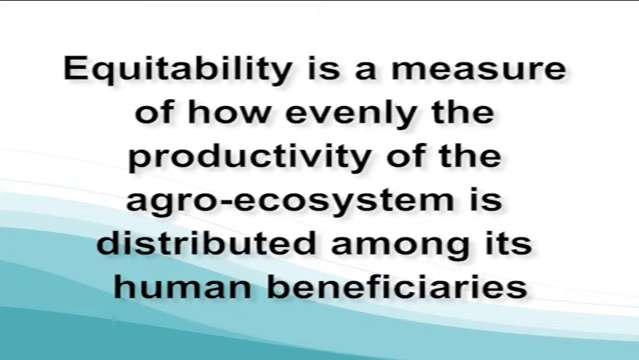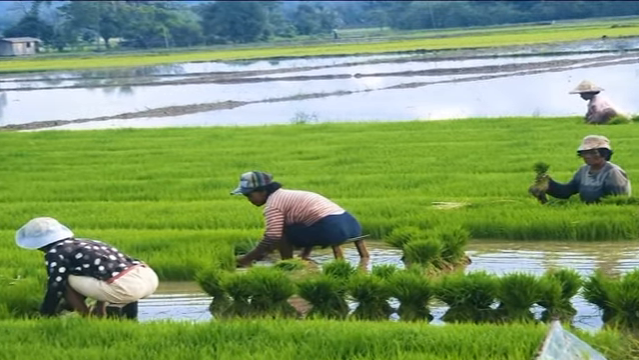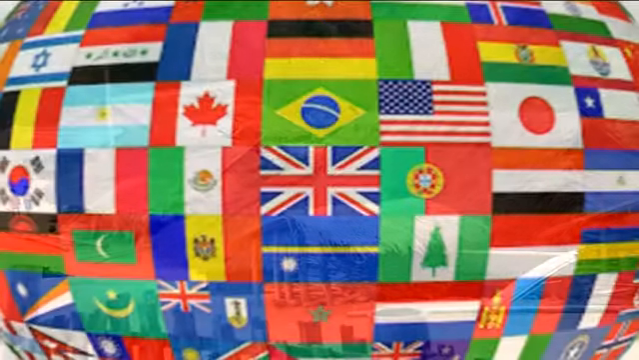Equitability is a measure of how evenly the productivity of the agro-ecosystem is distributed among its human beneficiaries. The more equitable the system, the more evenly are the agricultural products, the food or the income or the resources shared among the population of the farm, village, region or nation. It can be represented by a statistical distribution or by a measure such as the Gini coefficient.